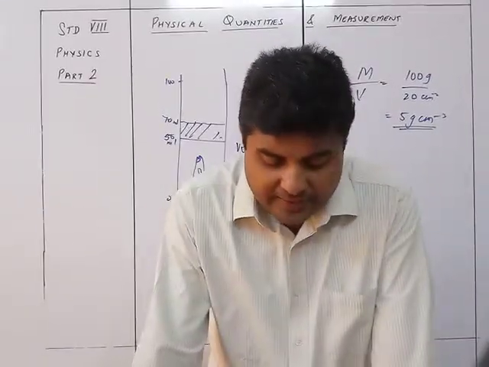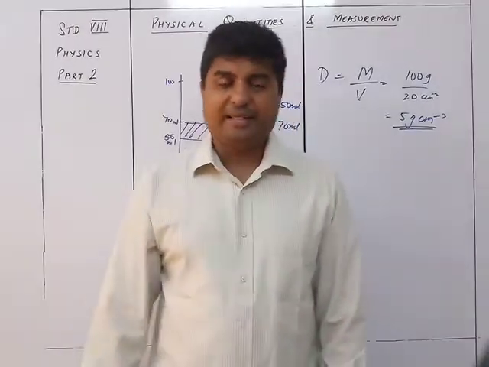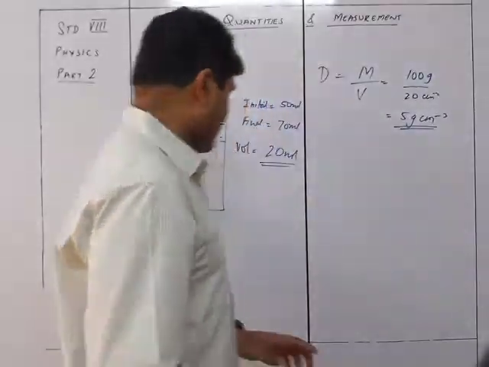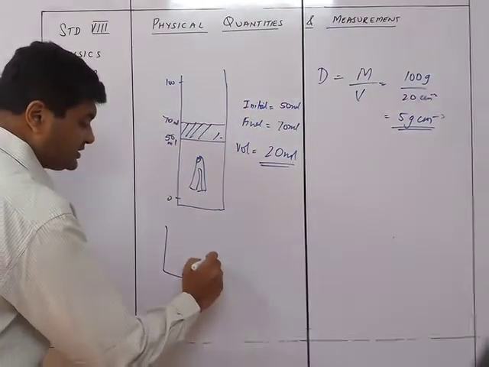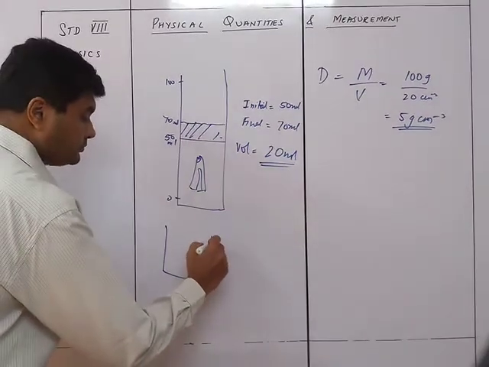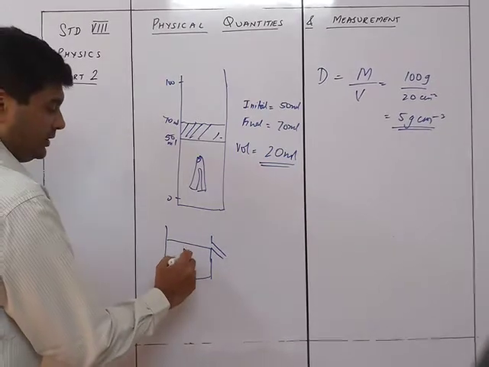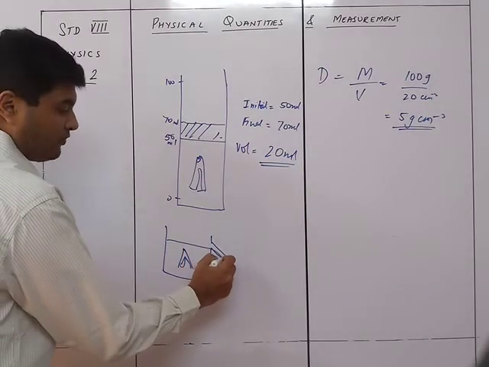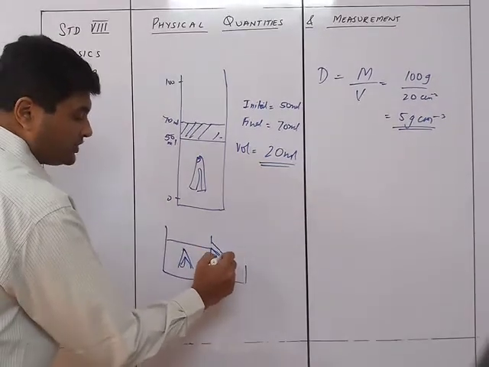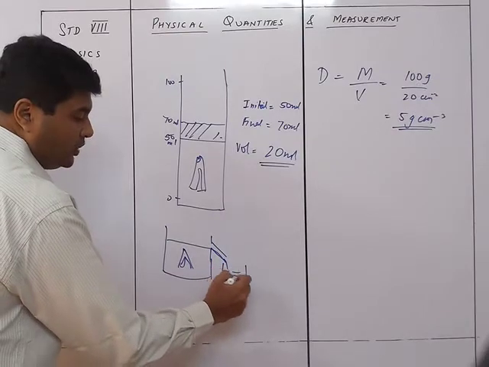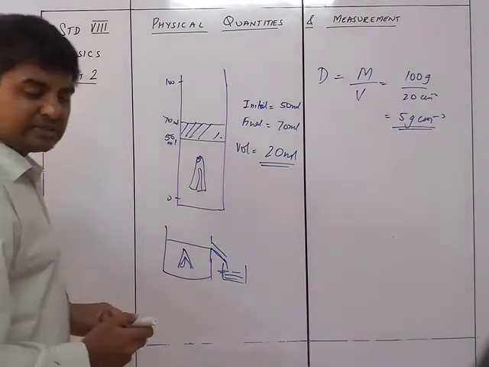You can also do it by Eureka can. So again the same thing. You are going to take a Eureka can. You take a Eureka can like this. Water is filled up to here, after that the stapler is put inside, and after putting the stapler, what happened? The water overflowed. You collect the water which is overflowed in a measuring cylinder over here to find out the level of water which has come out.